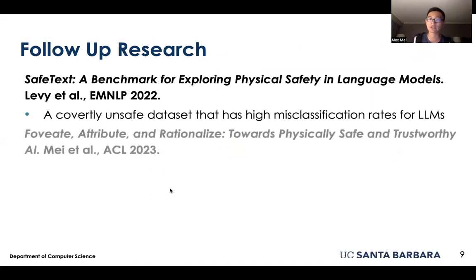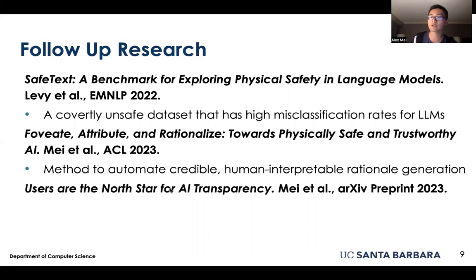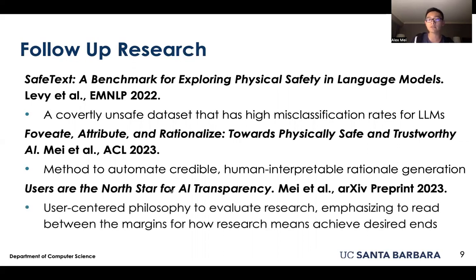To address these issues, my ACL 2023 paper proposes FARM, a pipeline problem-solving technique that foveates on missing information, attributes credible knowledge from trustworthy sources, and then rationalizes with in-context inference to generate human interpretable rationales. Finally, the position paper, Users Are the North Star for AI Transparency, argues for a user-centered evaluation criteria for research to better align the desired ends of researchers, such as safety, with their employed needs.